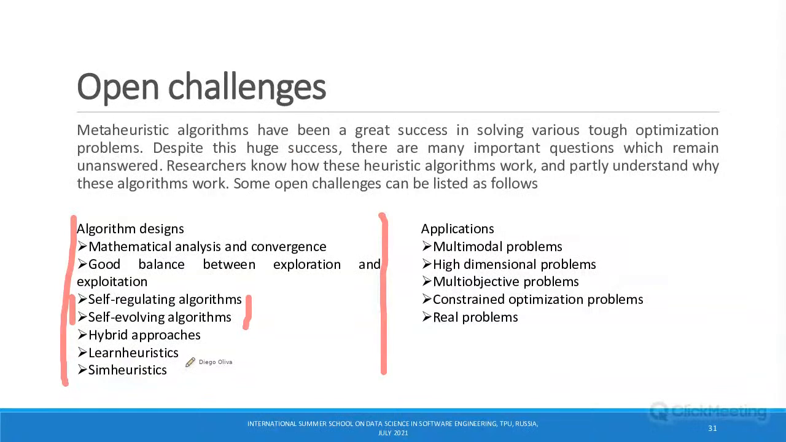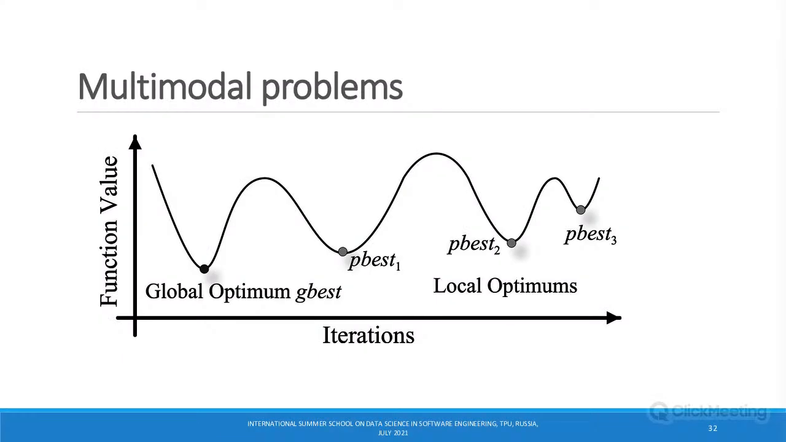So these are some open challenges in the area of design of algorithms, but we also have the application, which includes multimodal problems, high-dimensional problems, multi-objective problems, constrained optimization problems, and real problems. To see some of them, let's go to the next slide where we have multimodal problems. They are problems that include different optimal points, but all of these points are good, I mean, they are solutions of the problem. So all of them are necessary, and we need to create algorithms that are able to find all of these solutions at the same time in the same process.